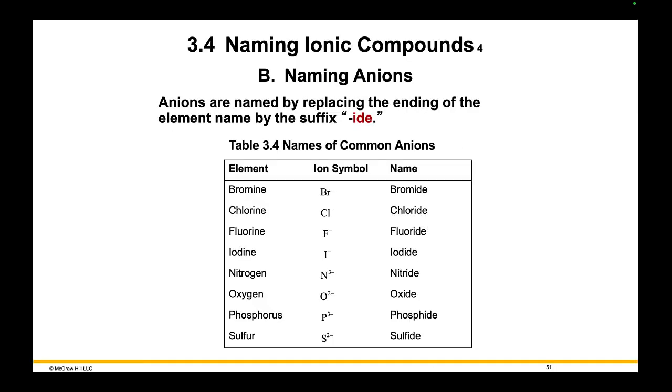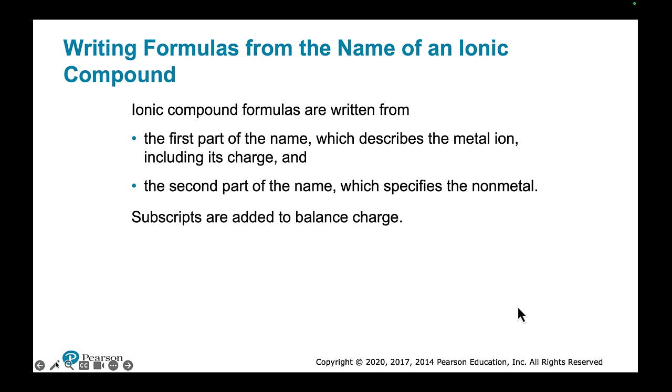Okay, so just to sum this part up, anions again are going to be named by replacing the ending of the element name with the suffix IDE. So you can see that bromine forms the Br- ion, which is bromide, and phosphorus forms the P-3, which we know is phosphide. We can also go backwards, right? We can be given the name of an ionic compound, and we can use that to write the formula.